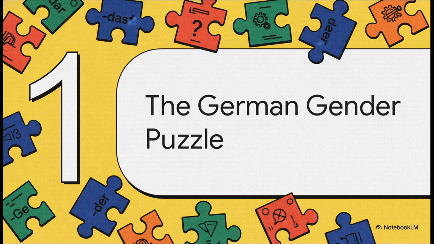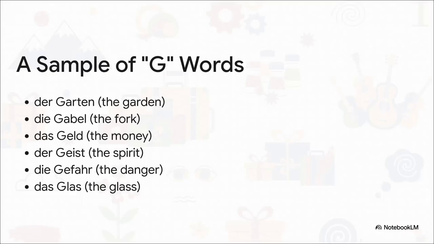You know, the first thing you do with a puzzle is dump all the pieces on the table to see what you're actually working with. So, take a look at these words. Every single one starts with the letter G. But you've got der Garten, which is masculine, die Gabel, which is feminine, and das Gilt, which is neuter. The first letter is the same, but the genders are all over the map.